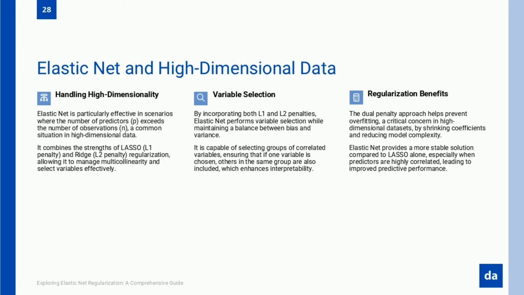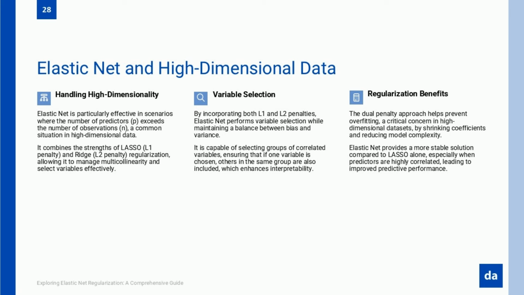That's where ElasticNet excels. In a standard linear regression model, when the number of predictors exceeds the number of data points, the model becomes unstable, producing wildly fluctuating coefficients. ElasticNet prevents this by applying regularization, shrinking less important coefficients, while selecting only the most relevant ones. This means that instead of being overwhelmed by too many variables, the model focuses on the ones that truly matter.